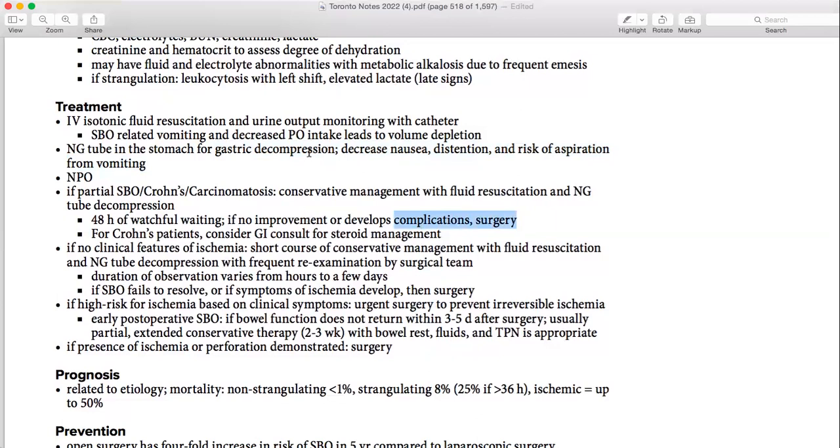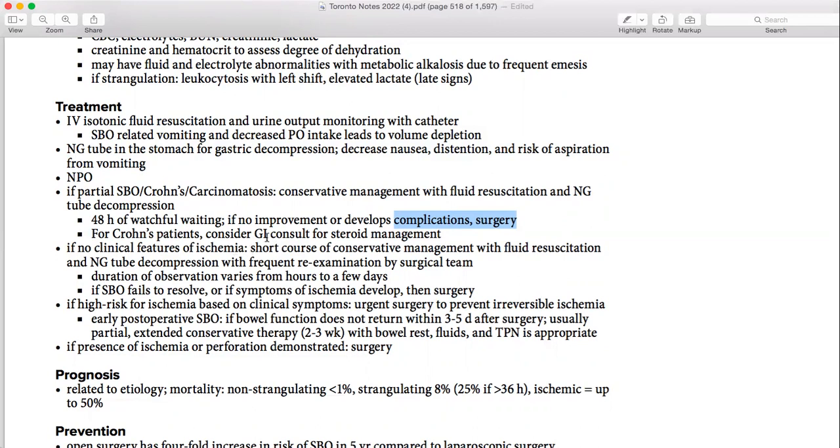If they give you a scenario where they already tell you we gave IV fluids, the NG tube is passed, NPO, and we waited 36 hours or 48 hours have passed, and now she's still not recovering, then you have to move on to the surgery. You cannot wait for something else.